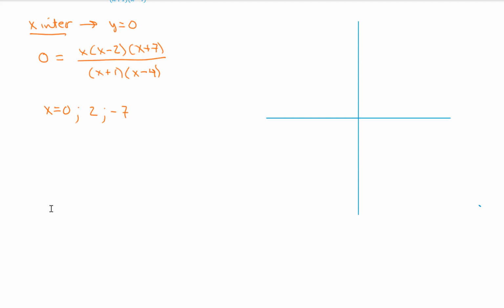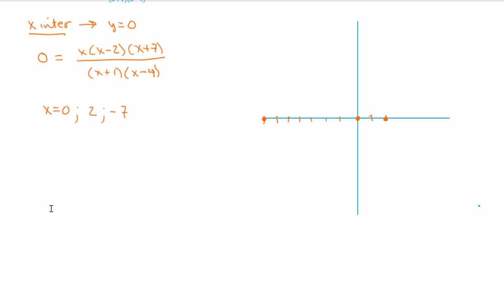Those 3 locations, I'm going to go ahead and put them on my graph, are at 0. They're going to be over here at 2. And they're going to be to the left here, 2, 3, 4, 5, 6, 7. Negative 7. So I have those 3 locations for x-intercepts.